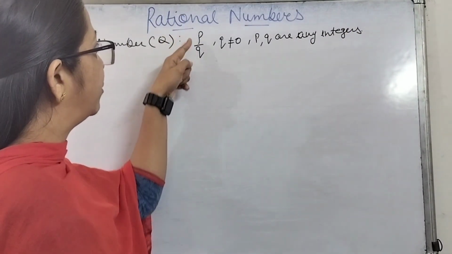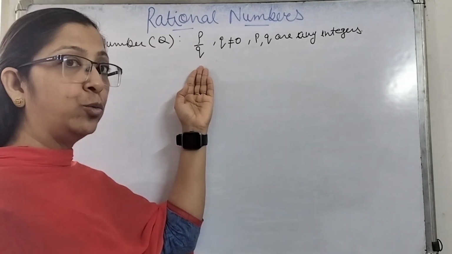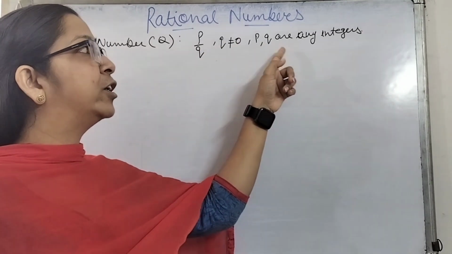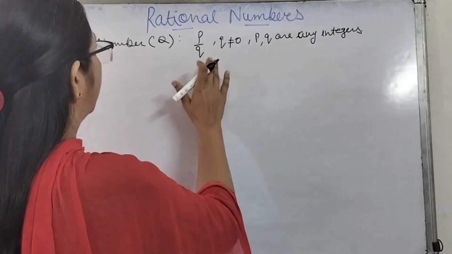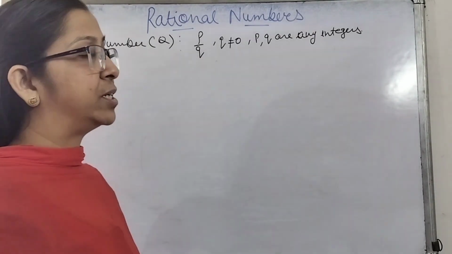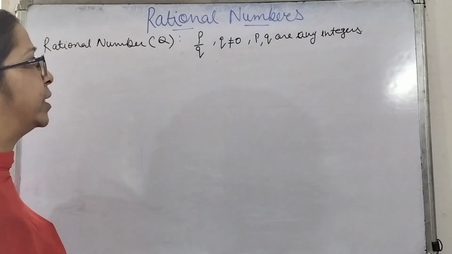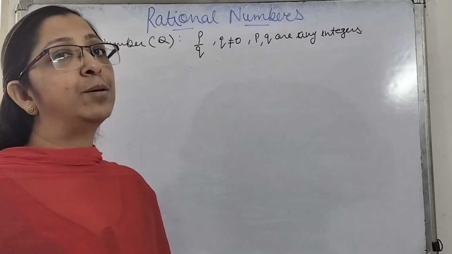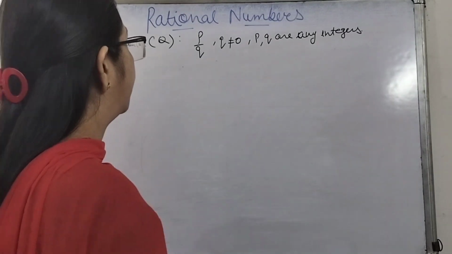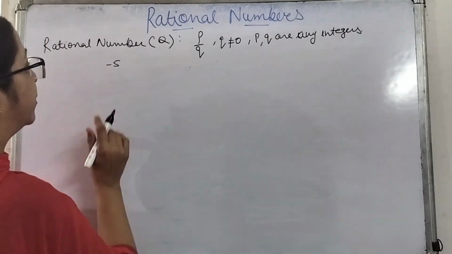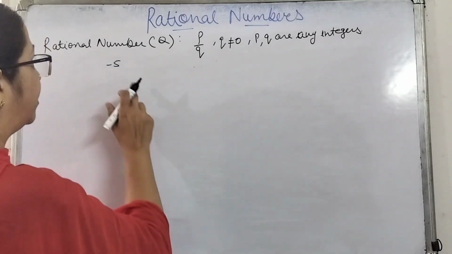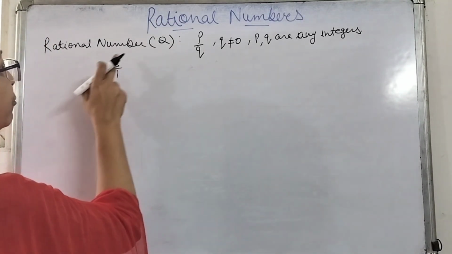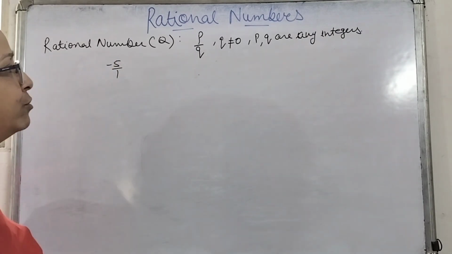All the numbers which can be represented in the form of P upon Q, where denominator Q is not equal to 0 and P and Q are any integers, such type of numbers are known as rational numbers. If we see over here, all the natural numbers, all the whole numbers and all the integers come under the category of rational numbers. See, minus 5 is also a rational number because minus 5 could be written as minus 5 upon 1. Over here, the value of P is minus 5 and the value of Q is 1.